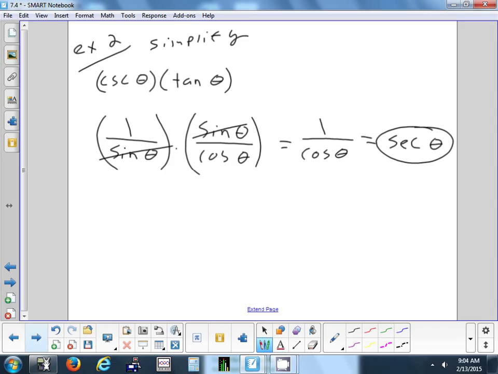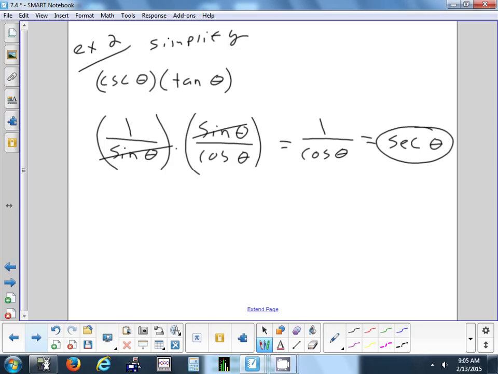Any questions on that one? Yes? Since you can't actually type secant into the calculator, you would just leave it as 1 over cosine, if you had to actually evaluate something on the calculator? Yeah, that's how you'd have to evaluate it, yes. In terms of writing it down on paper, though, my argument here would be secant doesn't have a fraction, and this does, so this is simpler on paper.